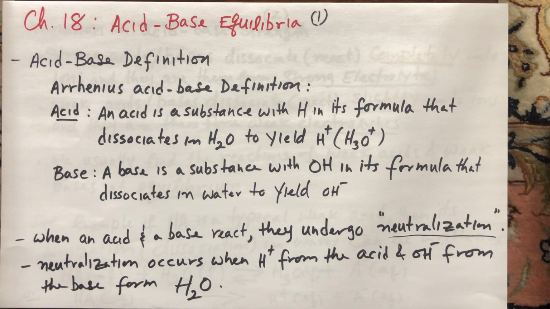Now, when the acid reacts with the base, they undergo what is known as a neutralization reaction. A neutralization reaction occurs when the H plus from the acid reacts with the OH minus from the base to form the neutral molecule, which we know as H2O. So in that sense, since the reaction leads to the formation of a neutral molecule, H2O, it's called a neutralization reaction.